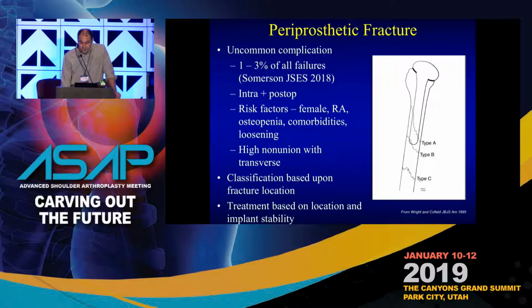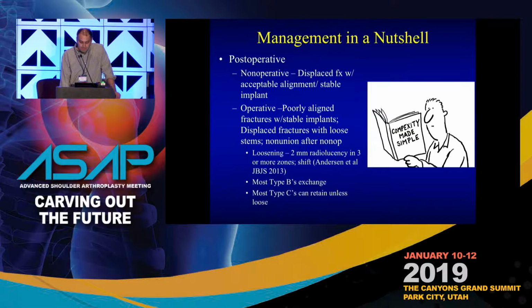Wright and Cofield described a classification system based on fracture location. A types are at the tip of the stem and extend proximal. B types are at the tip of the stem and extend distal, and C types are well distal to the stem. Treatment's typically based on location and implant stability. If you have a loose implant, typically these need revision. With a stable implant you can treat with non-operative treatment, ORIF, or revision arthroplasty based on the location.